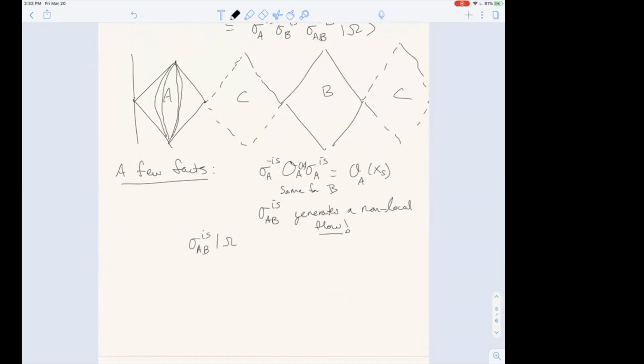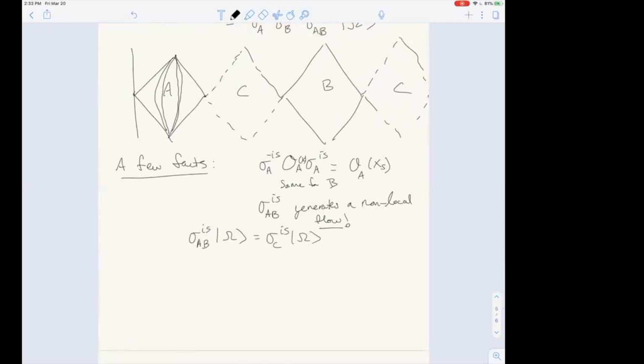If I act with this on the vacuum, I can just replace it with the complementary density matrix acting on the vacuum. So this is a fact about any state of full rank, meaning its density matrix has full rank, then you can do something like this. So using this fact, let's try to compute some stuff.